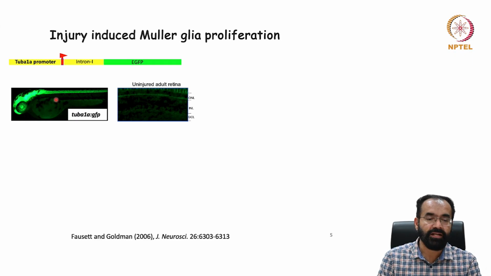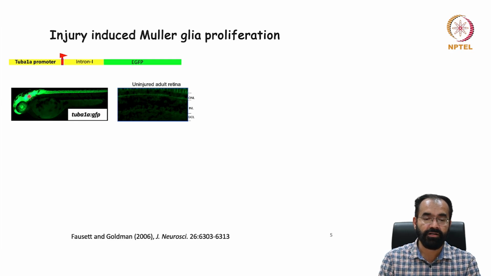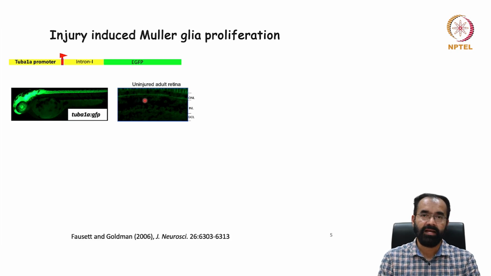In the truncated promoter tuba1 GFP, instead of expressing in all neurons, it is expressed in the central nervous system of embryonic zebrafish, not adult. In embryonic zebrafish, as you can see, it is in the brain and the spinal cord, and it is also expressed in the eye, in the retina. But in the adult retina, it is not expressed. In the adult brain, very little is expressed, and in the adult spinal cord, no expression.